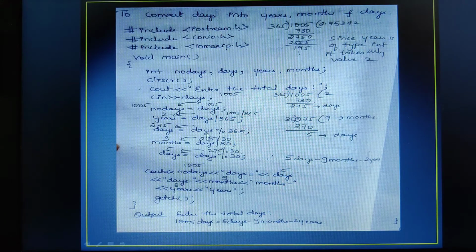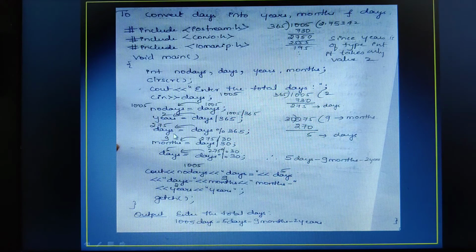So same way, days mod 365. Division gives me the quotient, now modulus has to give me the remainder. So days mod 365, that is 1005 mod 365. Those 365 twos are how much? 730. What are the remaining days? Remaining days I got is 275. Because it is a modulus operator, 275 will be assigned to the variable known as days.